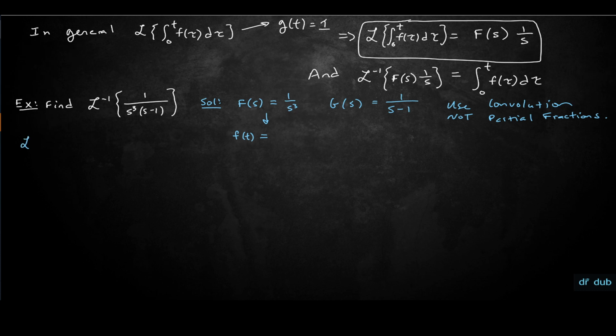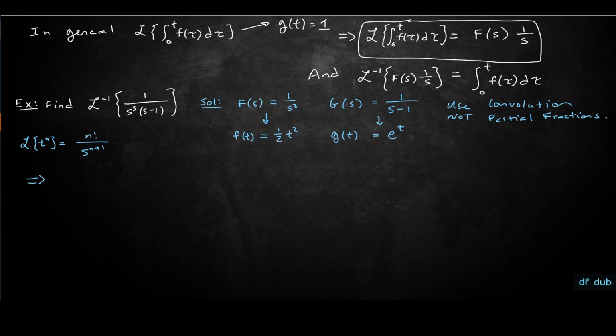If you recall, Laplace of t to the n is equal to n factorial over s to the n plus 1. So basically here, n plus 1 is equal to 3. So n was 2. So normally I would have a 2 up there, but I don't, so I put a 1/2 t squared. So that's my function f(t). And my function g(t), if I take the inverse transform, it's going to be e to the t. And now I need to star those.